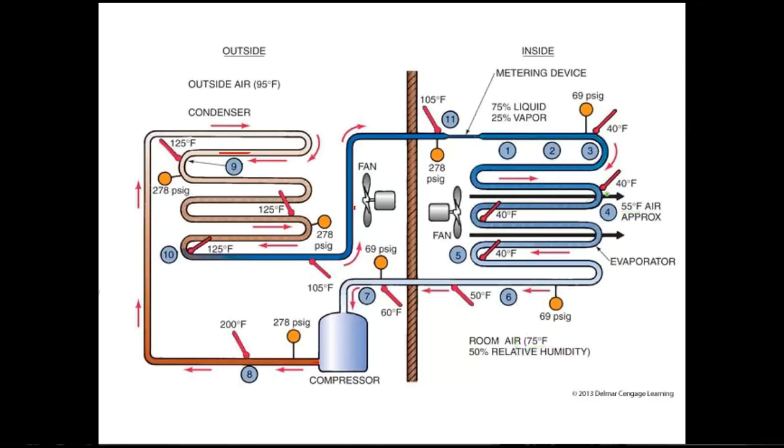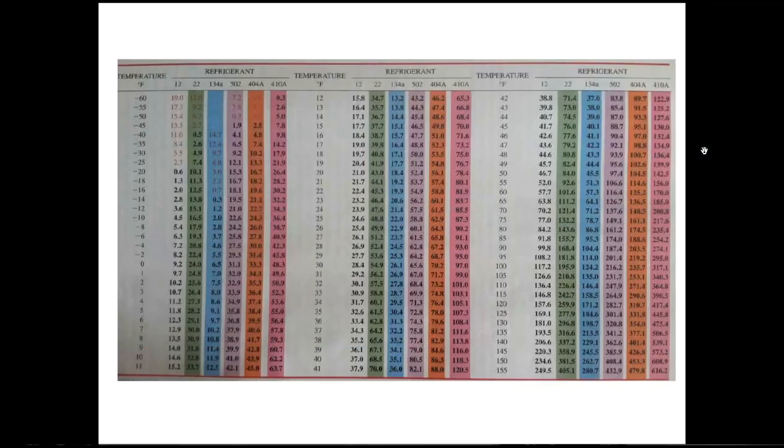Now let's take a look at something here. So we're at 75% liquid, 25% vapor as we exit the metering device. And we are at 69 PSIG, which equates to 40 degrees Fahrenheit. Now this is the PT chart that we have in our book. And let's just verify that.